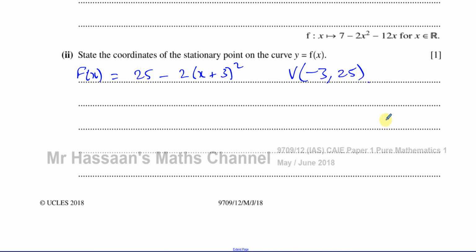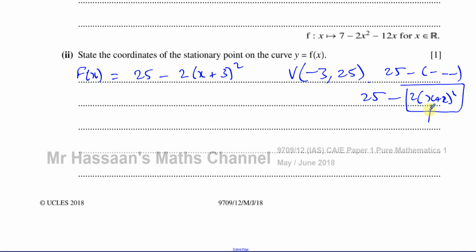The reason that is the vertex is that you're always going to have 25 take away something. And this thing here will never be negative because you're going to square whatever's in this bracket. So you'll never get the case where you have 25 minus a negative, which would be 25 plus, which means more than 25. You're always going to be 25 or less. Now, when is it going to equal 25? Well, when this whole thing becomes 0.